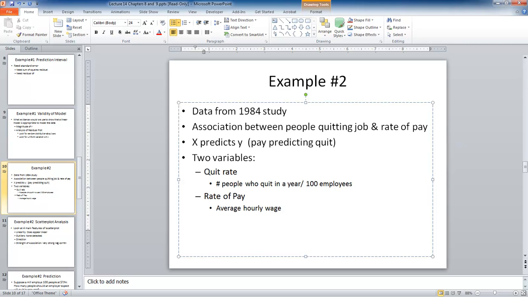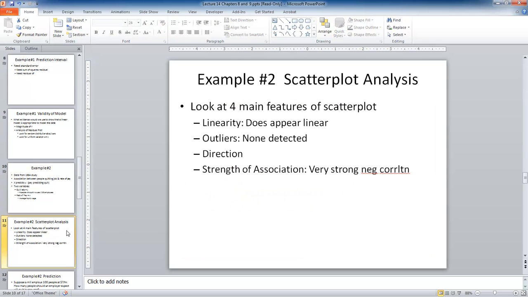So this is going to be our y variable, and this is going to be our x. Again, I'm going to give you the order in which they are in the data set, but nevertheless you have to understand it, because it's in the spirit of what we're doing, understanding how we're predicting things. The quit rate is the number of people who quit in 1 year per 100 employees. That's important to understand. And so we want to do some scatter plot analysis.